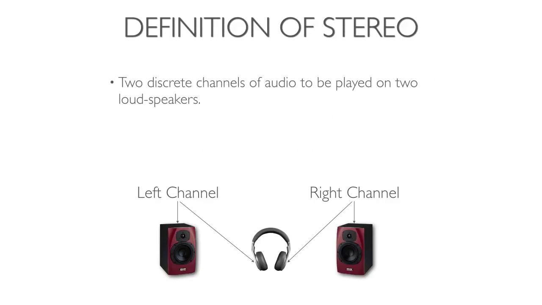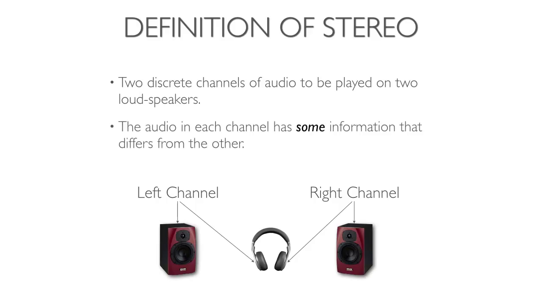Stereo is defined as two discrete channels of audio played on two loudspeakers. So to have stereo, you have to have two loudspeakers or earpieces from headphones. But more importantly, you have to have different signal to each of those loudspeakers. Some of the information going to the left channel has to be different than some of the information going to the right channel. In most music mixes, we do have some common information that's exactly the same for the left and right channels, and some information that's truly stereo and different.